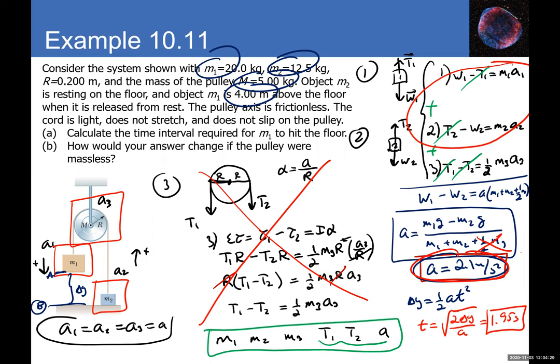Okay, so you can try to do that on your own, but that's more conceptual. What happens there is that my system basically doesn't have a rotation. T1 equals T2, so then I don't have this third equation.